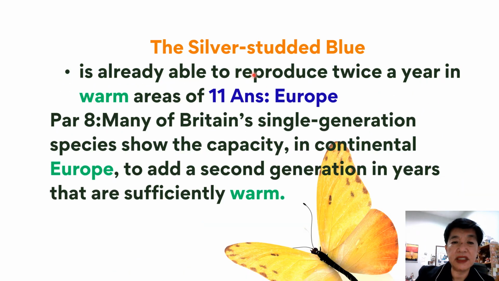There's another species, the silver-studded blue, is already able to reproduce twice a year in warm areas of, answer, Europe, where, paragraph 8, many of Britain's single-generational species show the capacity in continental Europe to add a second generation in years that are sufficiently warm. So warm, Europe, and where is that? Reproduce twice a year to add a second generation in years. Twice a year, second generation here. That's the silver-studded blue.